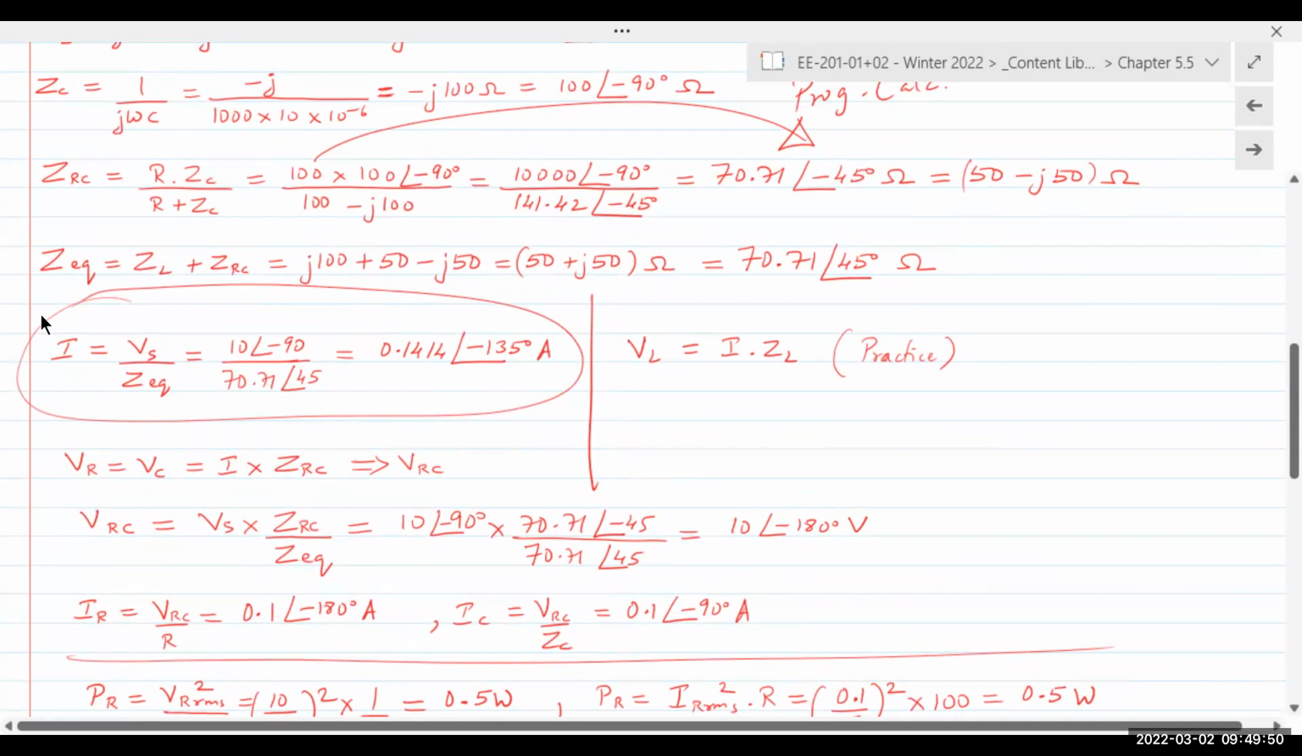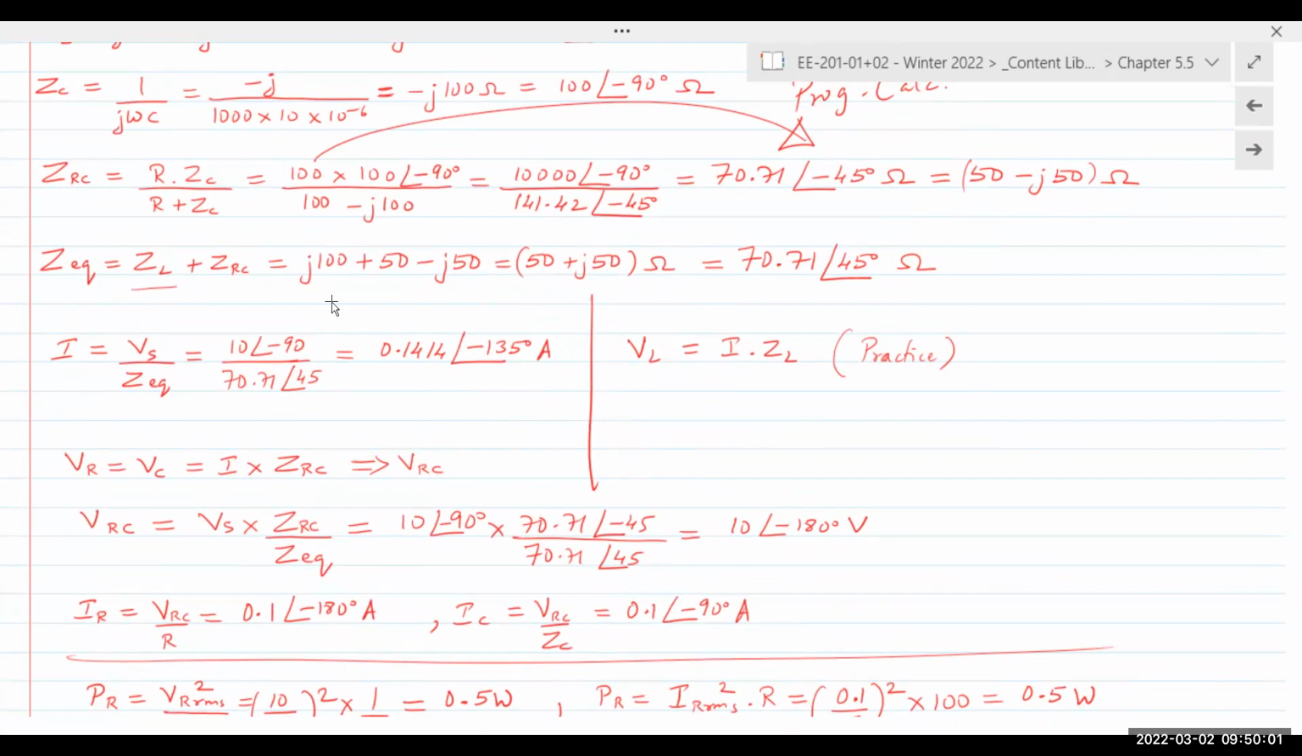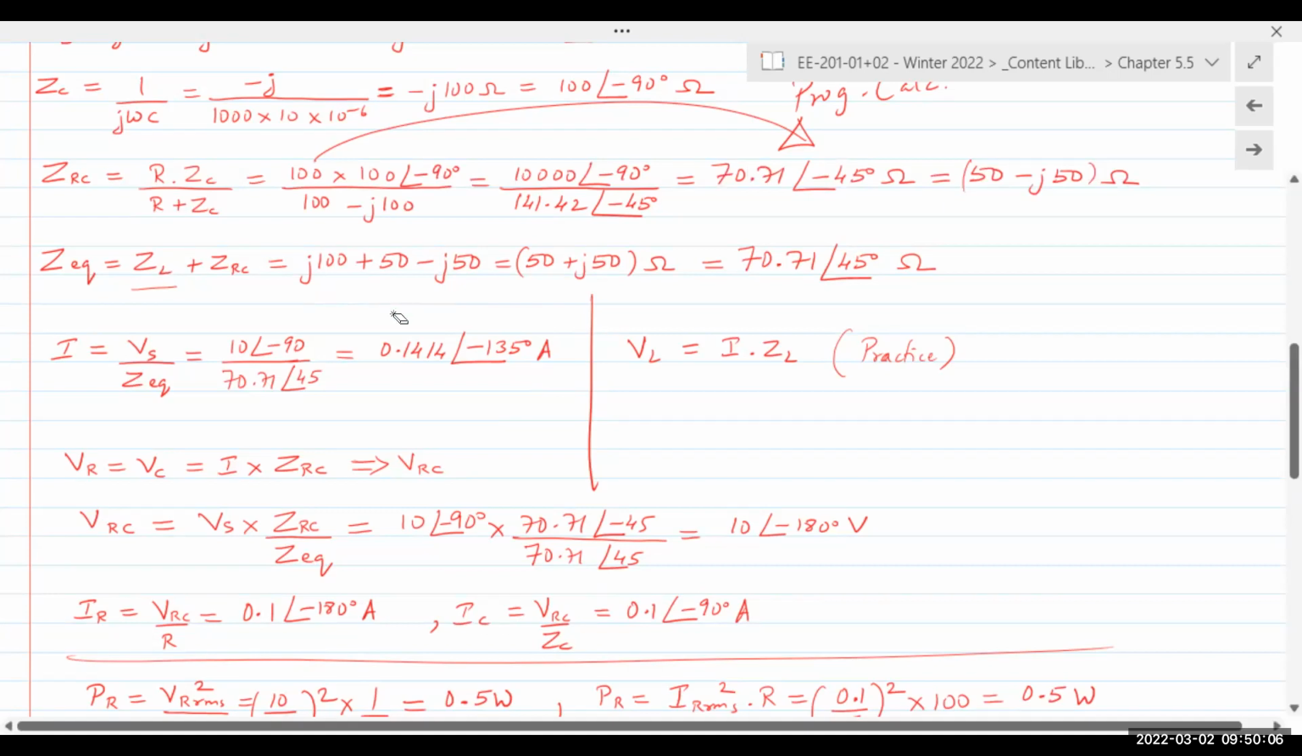So I would be VS over ZEQ. ZEQ, of course, is ZL plus ZRC. So 100 minus j100 plus 50 minus j50. So total impedance ZEQ has a magnitude of 70.71 with a phase angle of 45. Find the total current, magnitude of 0.1414, phase angle minus 135.